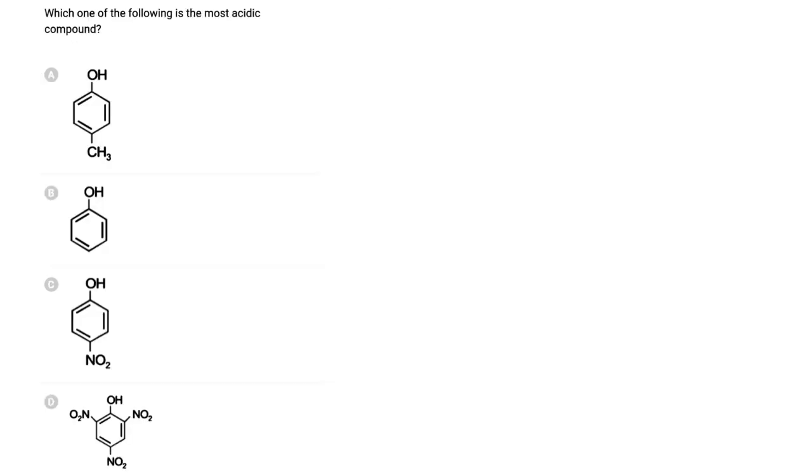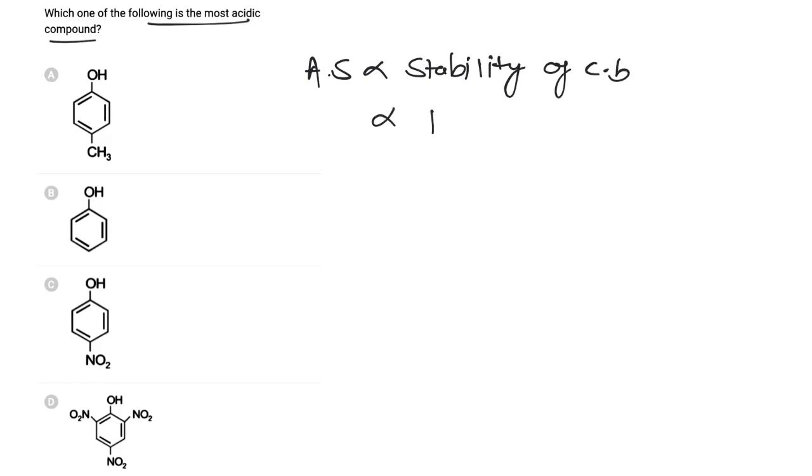In this question we have to identify which of the following compounds is most acidic. Acidic strength depends on the stability of the conjugate base, and stability of the conjugate base depends on the presence of electron withdrawing groups. So the more electron withdrawing groups, the higher the acidic strength. Now in the first phenol molecule, CH3 is present, which has a plus I effect and plus H effect, so it will be overall electron donating, and electron donating groups decrease acidic strength.